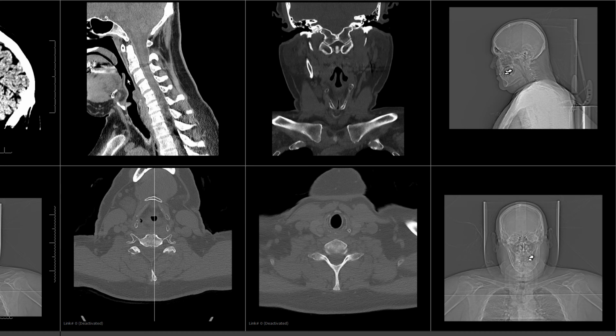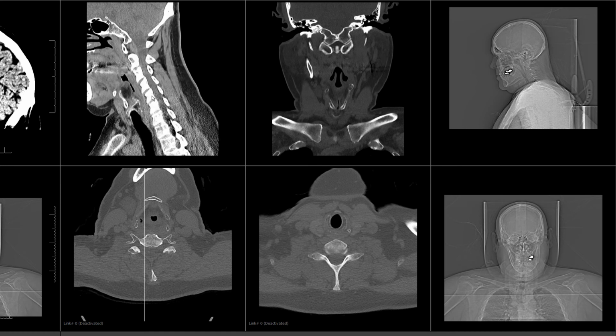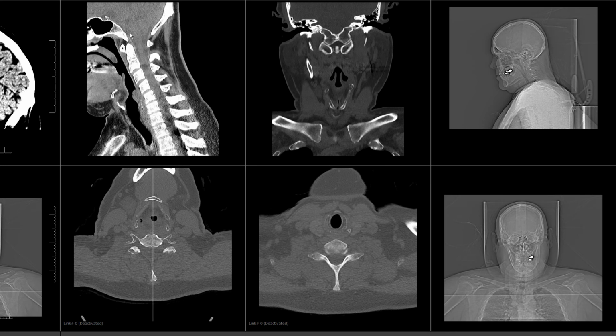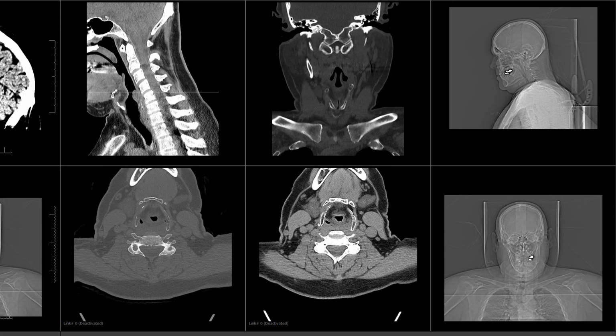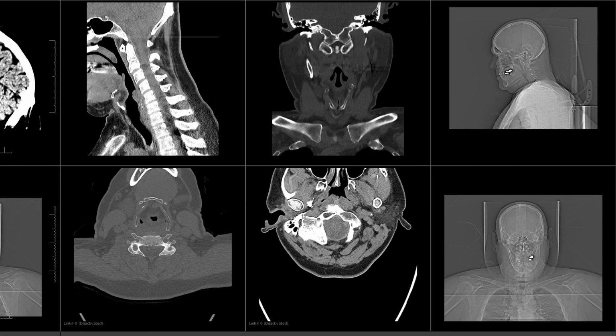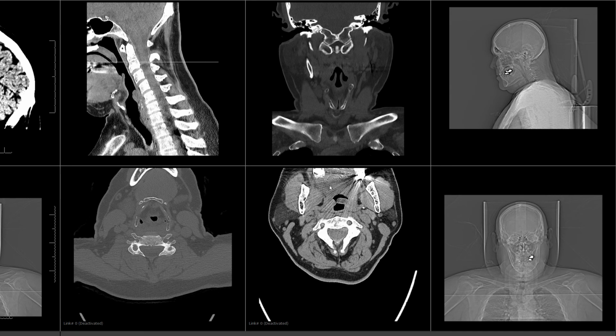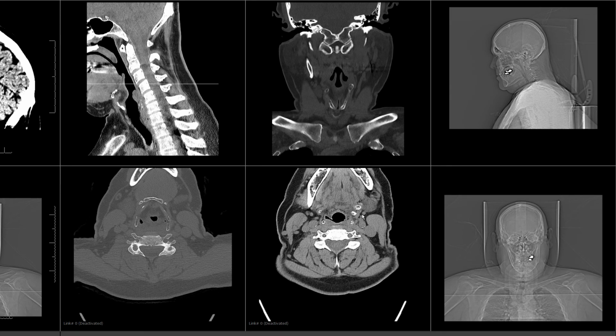Next, I want to look at the soft tissues. Make sure there's no prevertebral soft tissue swelling. And also look at the canal. Make sure that there's no epidural hematoma or large disc extrusion. Also want to look at the soft tissues on the axial plane. Make sure we're not missing an incidental parotid mass or any mass within the aerodigestive tract.